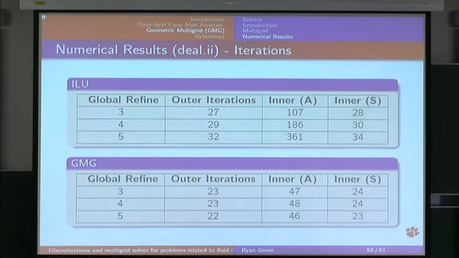All right, so let's look at the iterations. As you're doing your global refinements, if you look at the iterations of your solvers, the outer iterations are getting bigger for IOU. The inner iterations for A are getting bigger for IOU, and the inner iterations for S are getting bigger for IOU. But if you look at the geometric multigrid ones, they're all staying about the same.